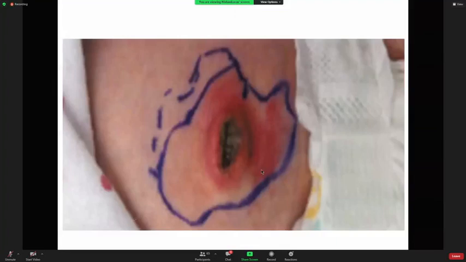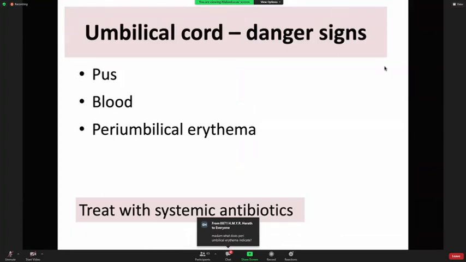Okay, so here you can also see another horrible looking umbilicus. There is lots of erythema, it's inflamed, looks very unhealthy, right? Your colleague named the danger signs very well: pus, blood, umbilical erythema. If you see any of these danger signs in the umbilicus, you have to treat it with systemic antibiotics, right? No local application. Please don't put local application and send it back. You have to treat it with systemic antibiotics.